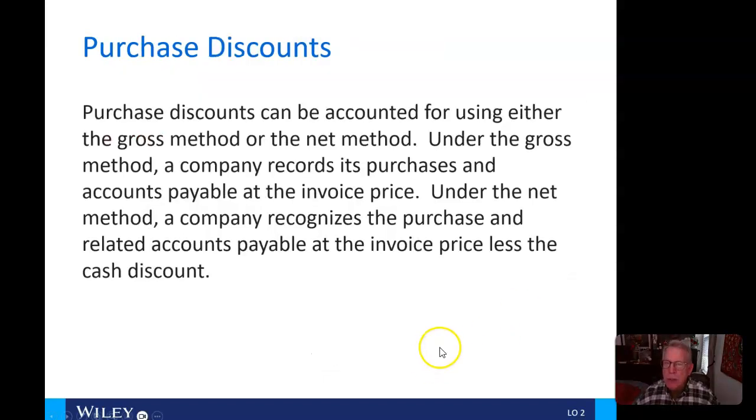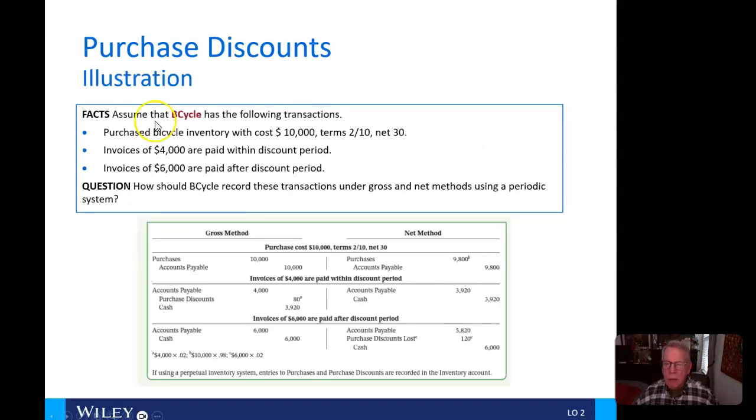Okay, purchase discounts can be accounted for either the gross method or the net method. Under the gross method, a company records its purchases and accounts payable at the invoice price. Under the net method, a company recognizes the purchase and related accounts payable at the invoice price less the cash discount. All right, let's look at this.